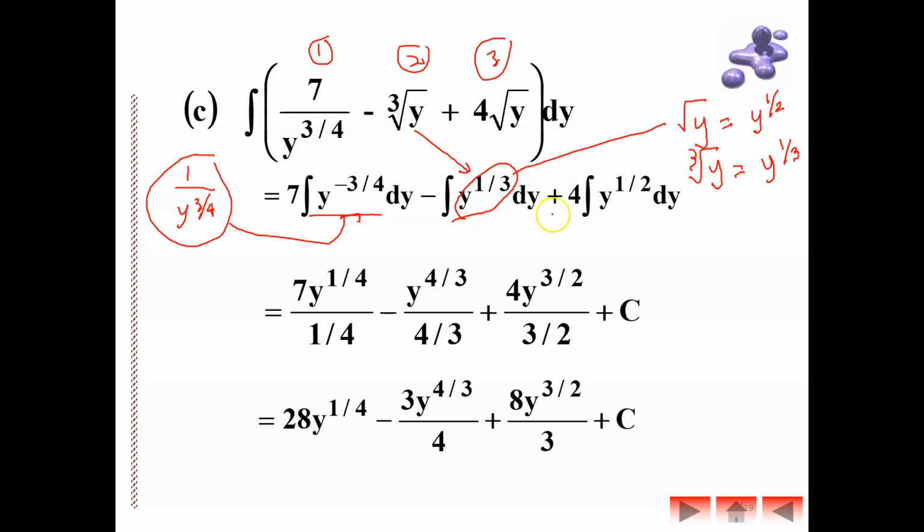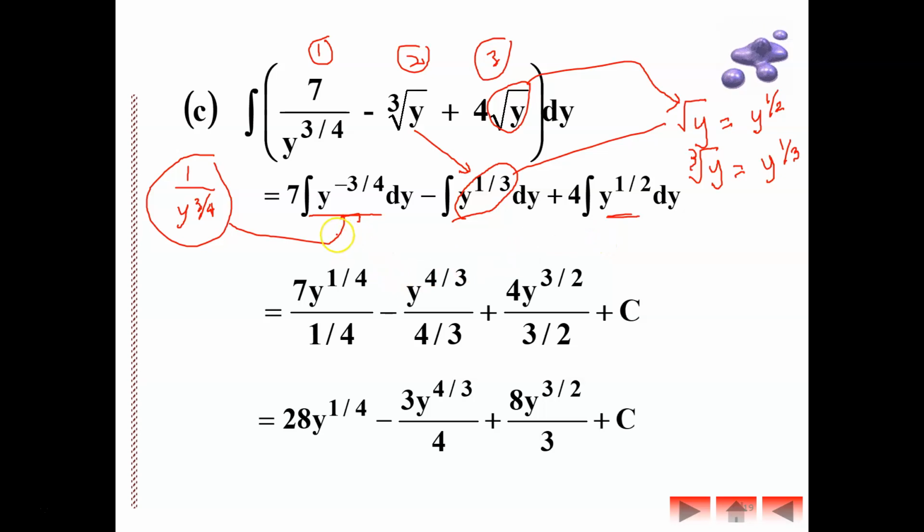Then you have plus 4. Okay, so 4 is a constant, so we put it at the front. Then you have to integrate square root of y. So again, square root of y, this part is this. Square root of y is equal to y to the power of half. That's why it gets this part.